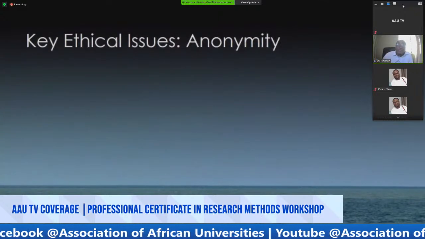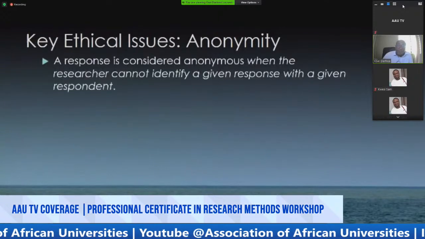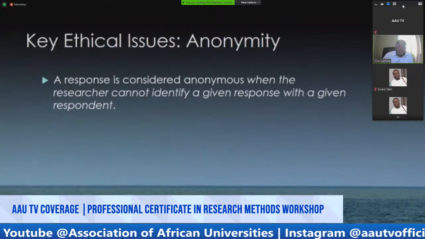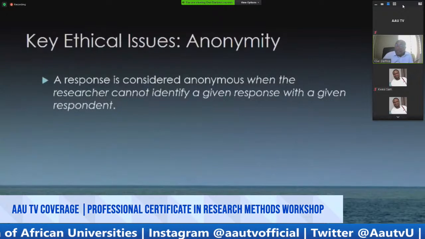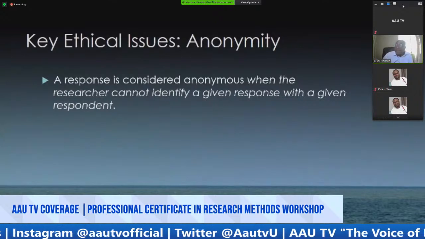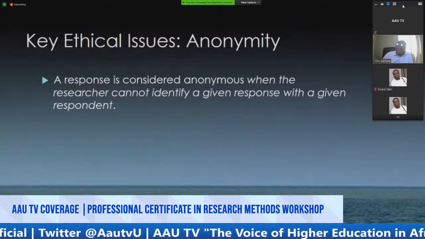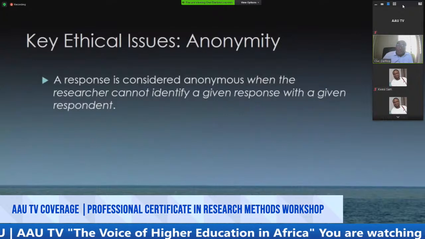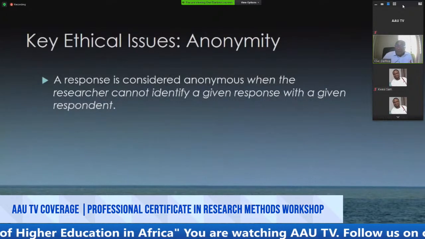The other one is anonymity. What is anonymity? A response is considered anonymous when the researcher cannot identify a given response with a given respondent. When we send out survey forms, for example, you don't need their names. They fill in the instrument or questionnaire, and then it's aggregate data. You put all of them together.